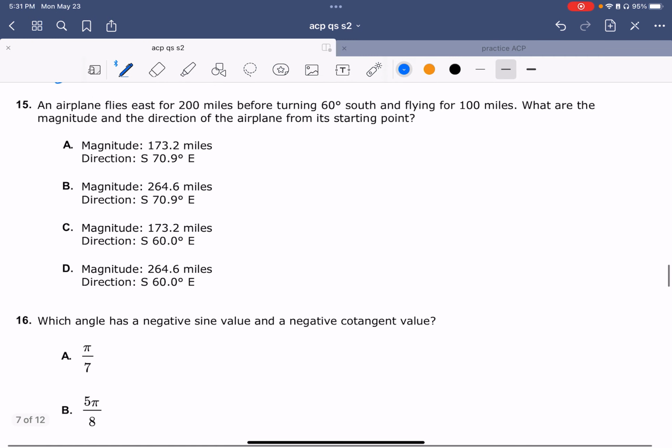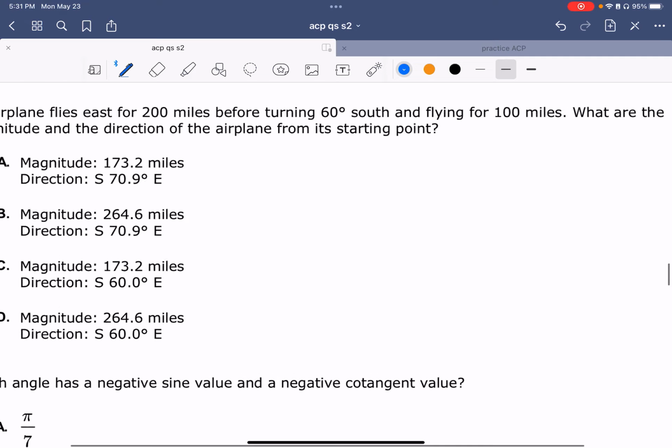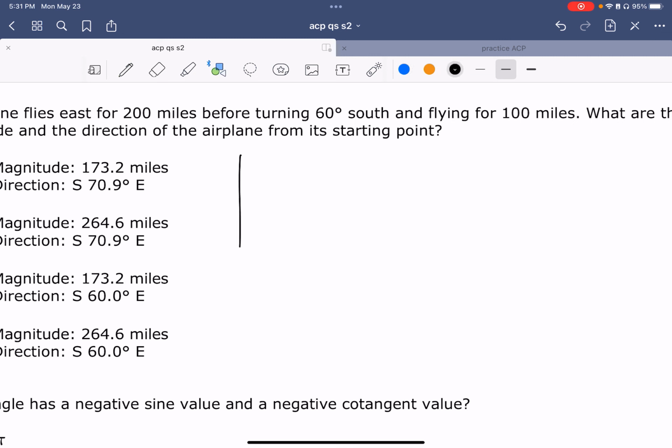Number 15. An airplane flies east for 200 miles before turning 60 degrees south and flying for 100 miles. What are the magnitude and the direction of the airplane from its starting point? So go ahead and start by graphing a coordinate plane. And we're talking about east and south, so you need to know your compass. Some people remember it as never eat sour worms, never eat soggy waffles, never ever smoke weed. Whatever you need to remember your compass.